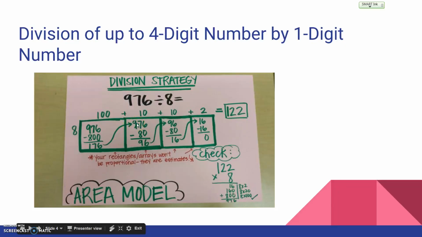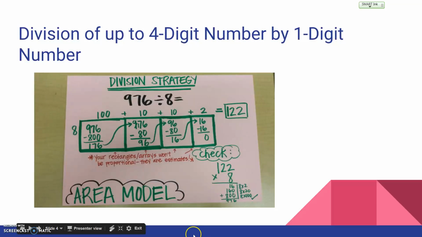I still have 176, and I think, oh, I could make 10 groups of 8. That uses up 80, and that left me with 96. I still have 96, so I'm going to make another 10 groups of 8, which uses up 80 and leaves me with 16. Now I have 16 left. I could make 2 groups of 8, and that uses up 16, and I have nothing left this time. So my quotient is 122.